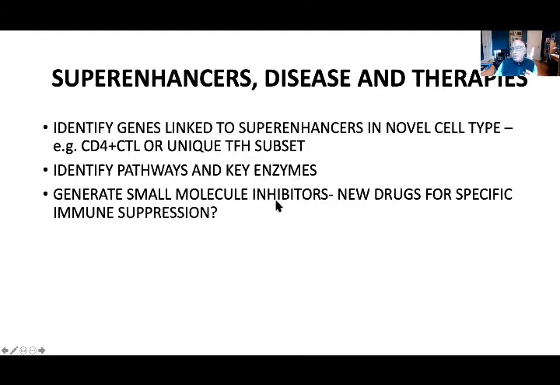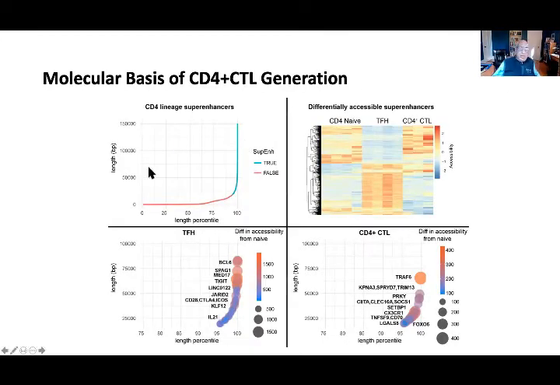Then the whole goal is, if we know more about this, then we can generate small molecule inhibitors and maybe new drugs to suppress immunity. Now, I'm going to just show you a little bit of our data. So this is, if we're looking for super enhancers, and we're looking in both CD4-CTLs and TFH cells. And in TFH cells, BCL6 comes up on top, which you will understand makes a lot of sense, because BCL6 is the master driver of this cell.